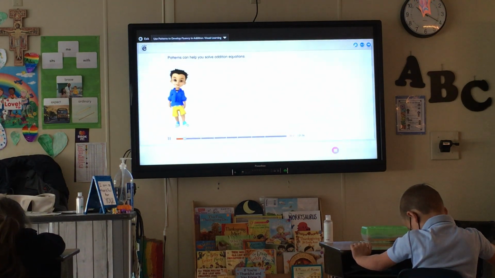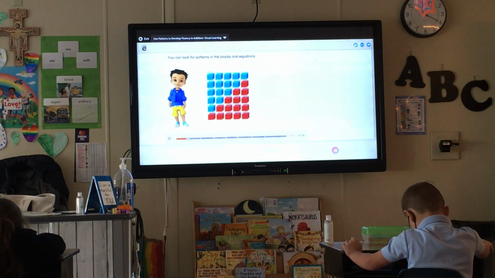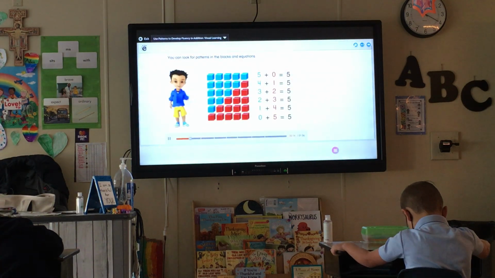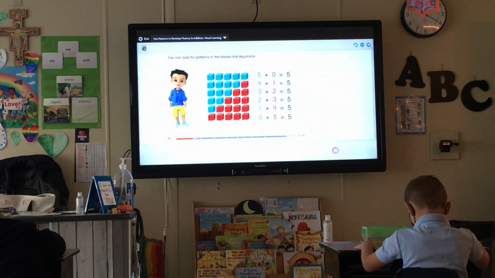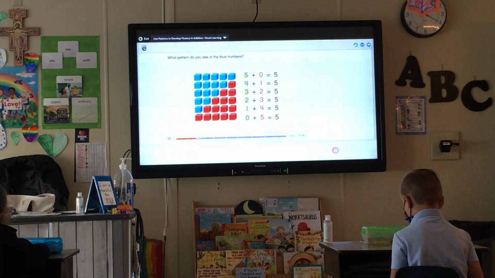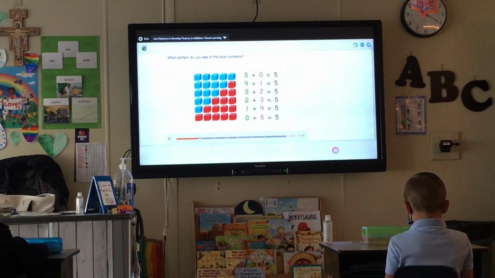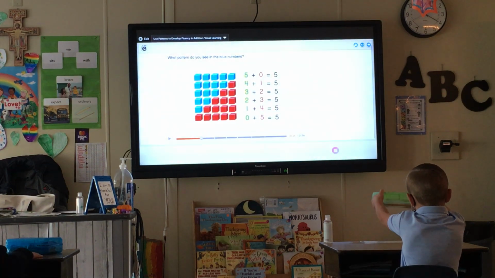Patterns can help you solve addition equations. You can look for patterns in the blocks and equations. I can use patterns to make 5. What pattern do you see in the blue numbers? See how it started big and it's getting shorter? Do you guys see that?